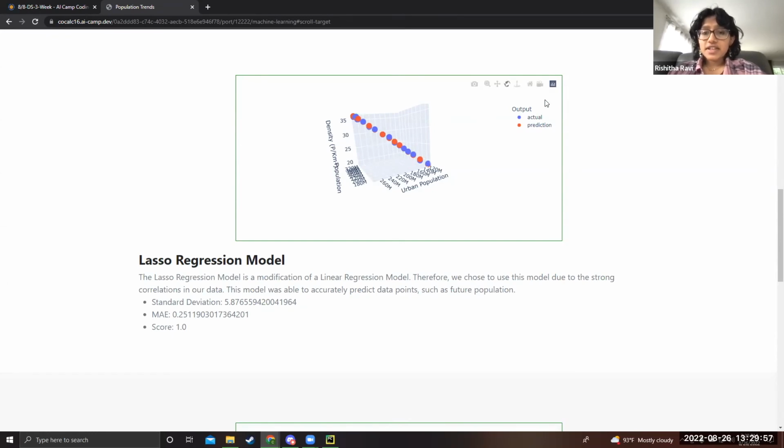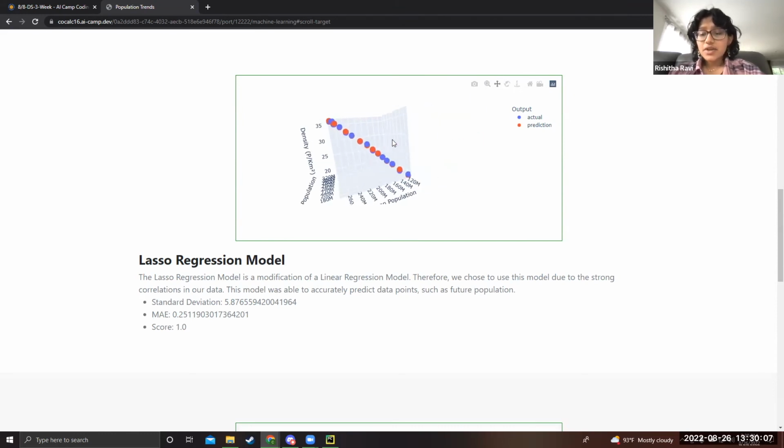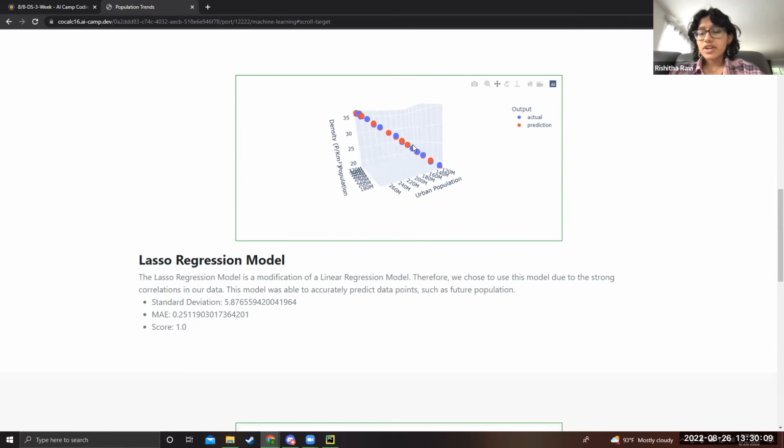The lasso regression model is actually related to a linear regression model, and that made it really good to use for our data because we had some really strongly correlated factors, as you saw in our heat map earlier. We also have some metrics down below. As you can see, the MAE is a lot smaller than the standard deviation, which meant that this model was pretty effective at predicting future values of our data.